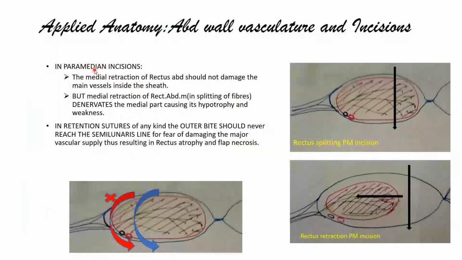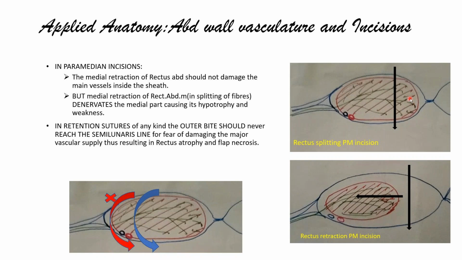Another very important point in the paramedian incision: this is the rectus abdominis. See this nerve coming in between the internal oblique and the transversus abdominis, ending in the rectus muscle. This is the rectus muscle. Now, when I'm giving a paramedian incision, either I give an incision which is muscle splitting, I split the rectus abdominis muscle, or muscle retraction. Which would be better? Now, if I'm giving a muscle splitting incision, this part of the muscle would be denervated. Very easy to understand. See these nerves coming here?